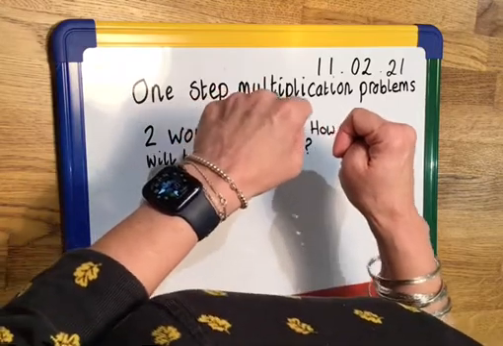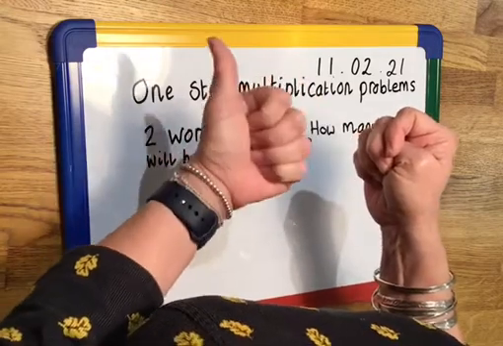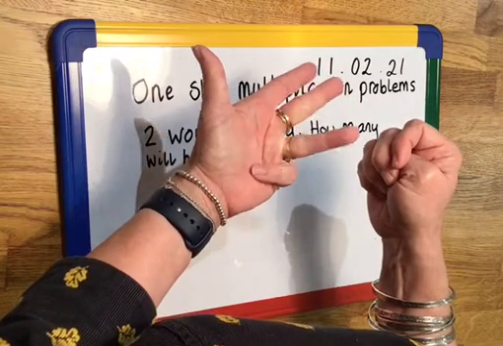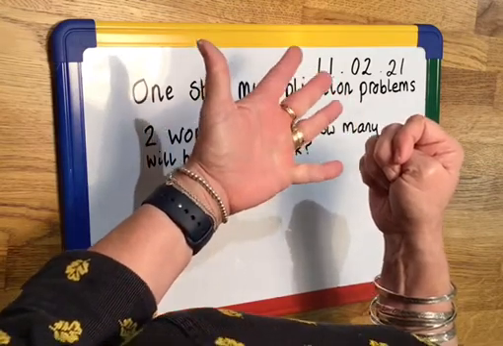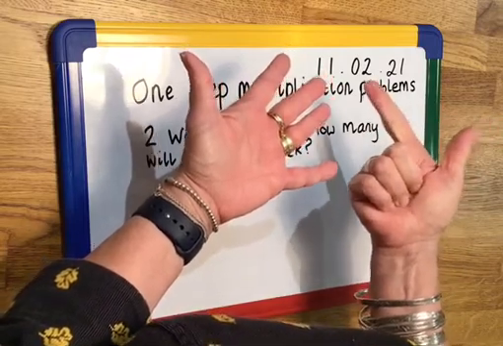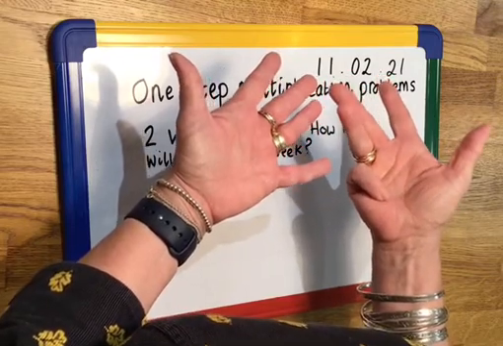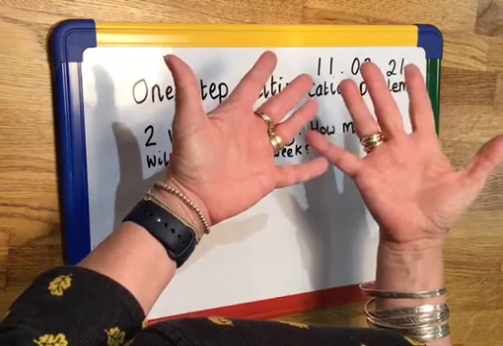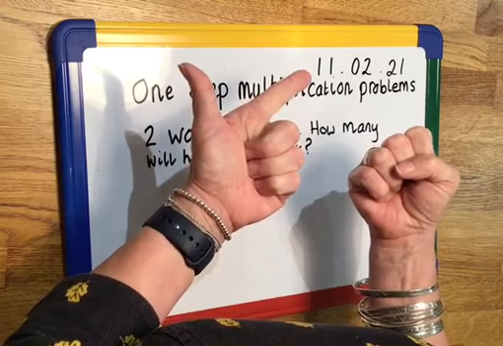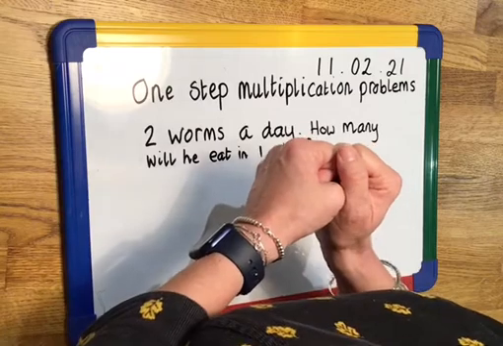Are we ready? Using the same strategy with our fingers. 1 times 5 is 5, 2 times 5 is 10, 3 times 5 is 15, 4 times 5 is 20, 5 times 5 is 25, 6 times 5 is 30, 7 times 5 is 35, 8 times 5 is 40, 9 times 5 is 45, 10 times 5 is 50, 11 times 5 is 55, 12 times 5 is 60. Again, pause the video and practice your 5 times table several times.